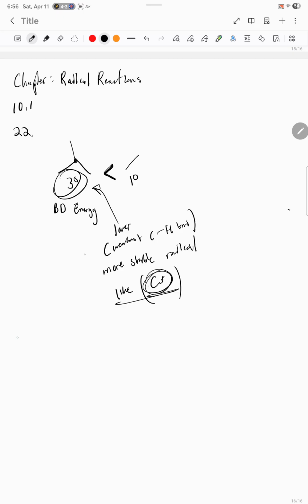Now to do practice 10.2 practice. If we had something like this, then we could draw resonance. This moves here, this moves here, this moves here. This may look like this.